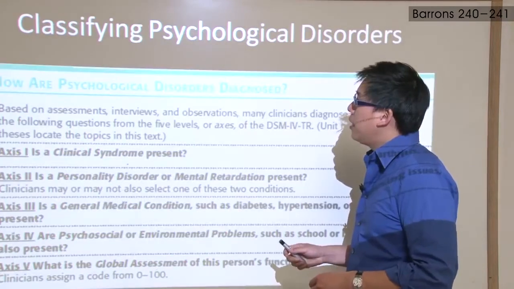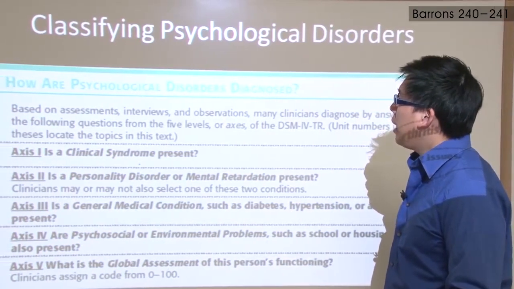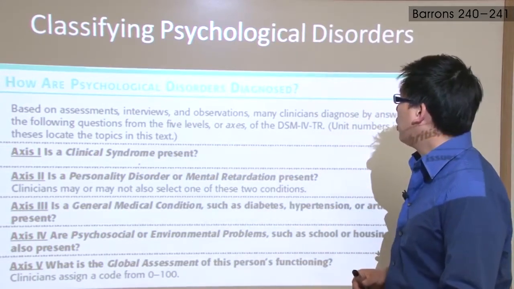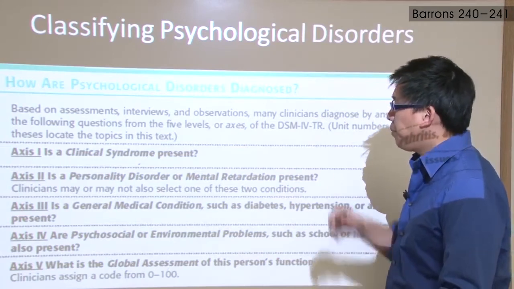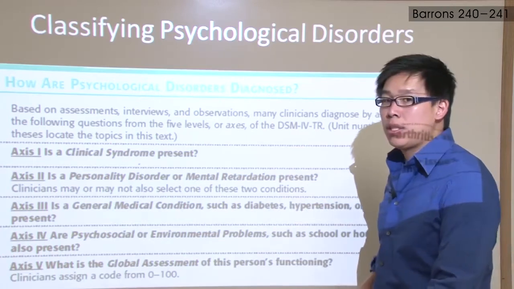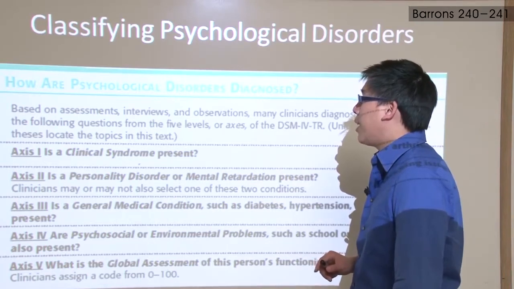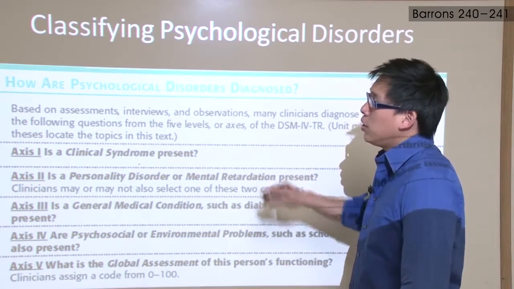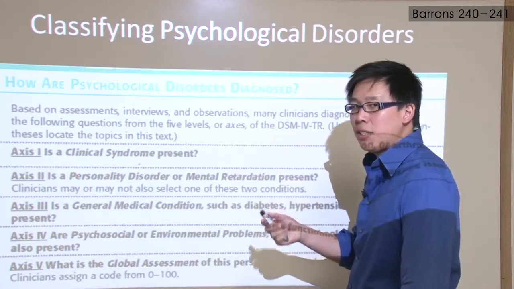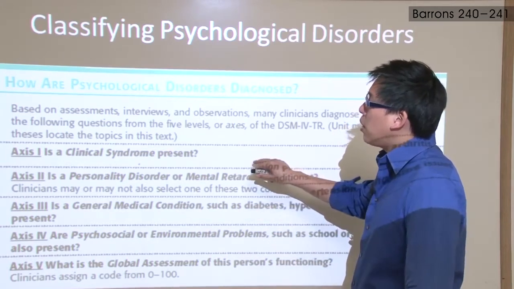Let's talk about how the DSM is organized. In order to diagnose someone with a psychological disorder, it's really based on a series of assessments, interviews, and observations. And usually multiple clinicians have to diagnose it in order to understand it. There's basically 5 questions people ask, and they go through this book when they want to diagnose someone's disorder. The first one is what we call Axis 1, and it asks, is a clinical syndrome present? So basically we're going to go through the different kinds of mental disorders, things like anxiety, mood disorders, depression, hallucinations. These are the clinical syndromes.